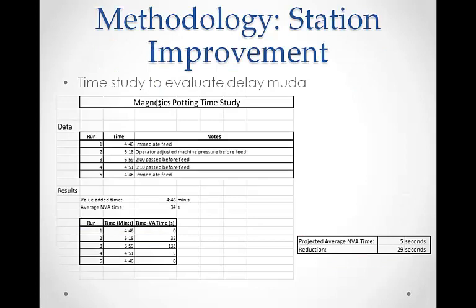For evaluating the station improvement, I performed a time study. This time study concluded that there were 4 minutes and 46 seconds of value added time for the machine, with an average wasted time of 34 seconds. The machine idle light is projected to reduce this time by 29 seconds for a new non-value added time of 5 seconds. The non-value added time will still be 5 seconds because it takes time for the worker to set down their tools and walk over to the machine.